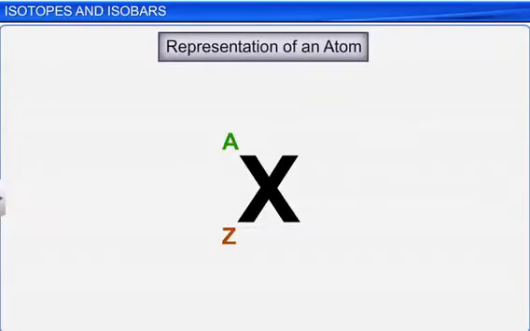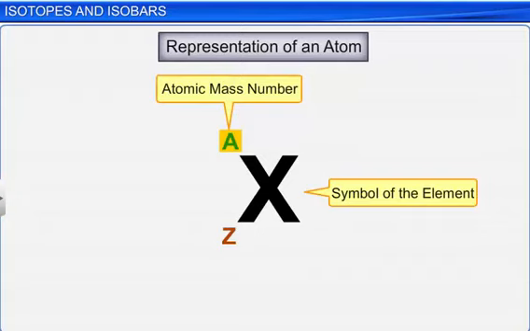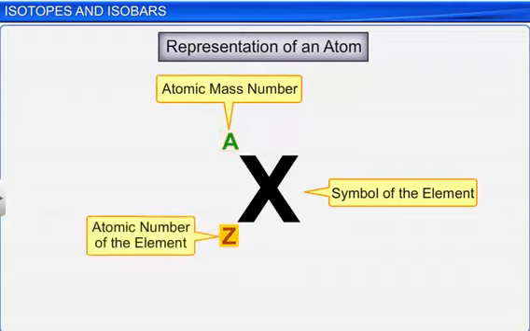The composition of an atom can be represented symbolically as ZXA, as shown here. The symbol X represents the symbol of the element. The superscript A on the left-hand side of X represents the atomic mass number, and the subscript Z on the left-hand side represents the atomic number of the element.